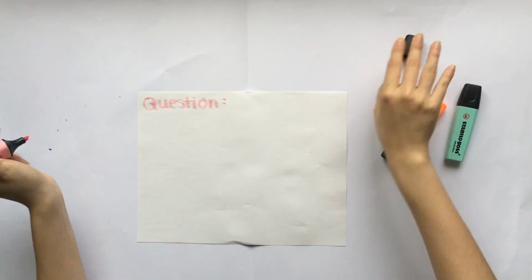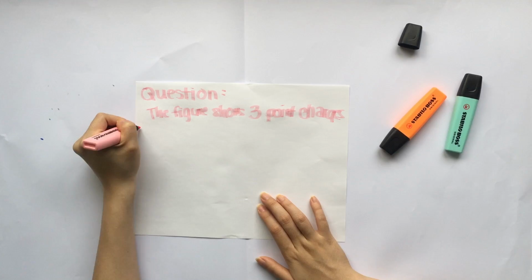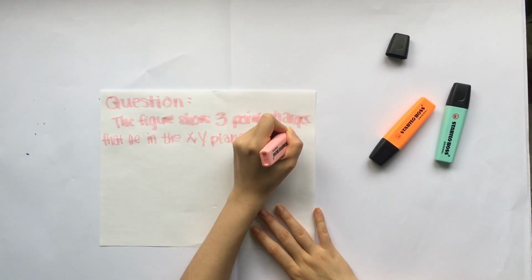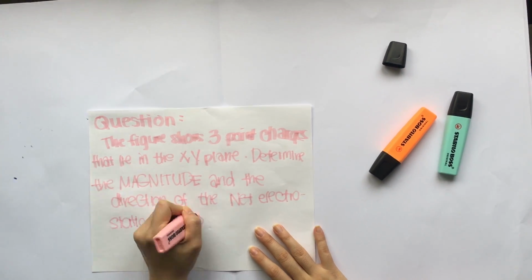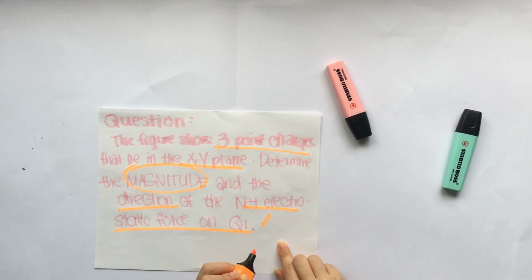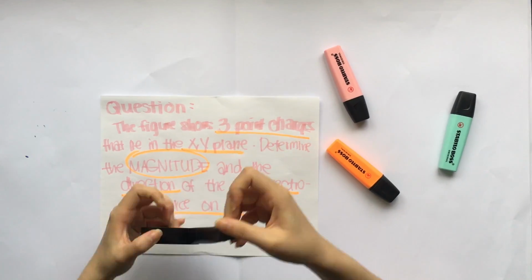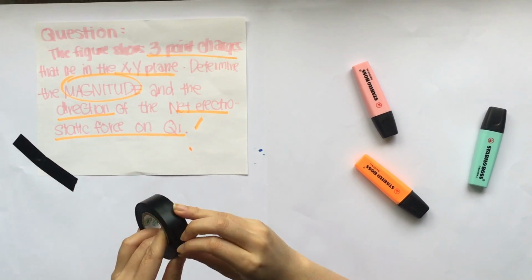So let's get to the question. The figure that will be shown later on will have 3-point charges that lie in the x and y plane. Determine the magnitude and the direction of the net electrostatic force on Q1.